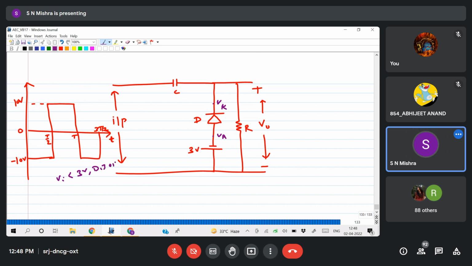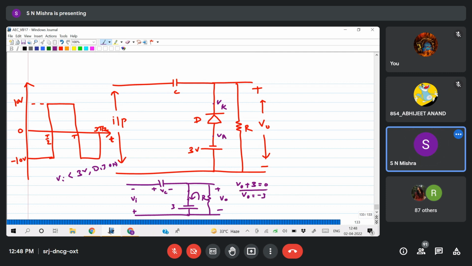D is on. When it is on, what happens? Capacitor is short. Minus 3 plus minus V naught R, 3 plus minus Vc. Less than 3 means plus minus, I'm taking here Vi. So if you apply KVL here, minus to plus, V naught plus 3 equals to 0, V naught equals to minus 3 volt.